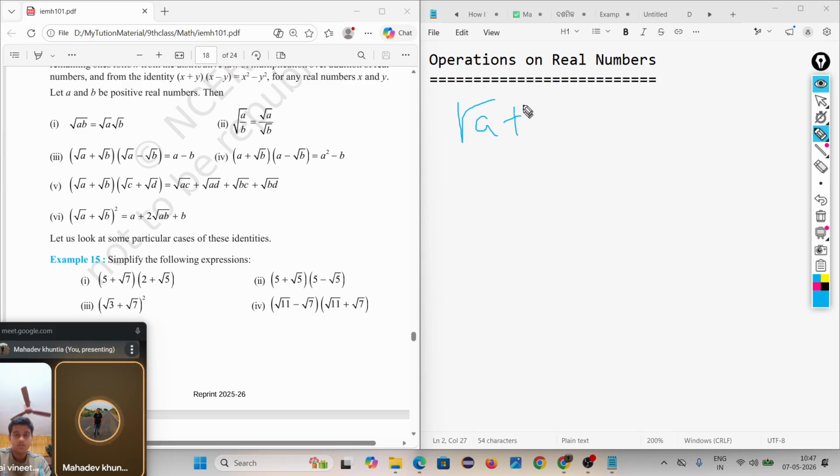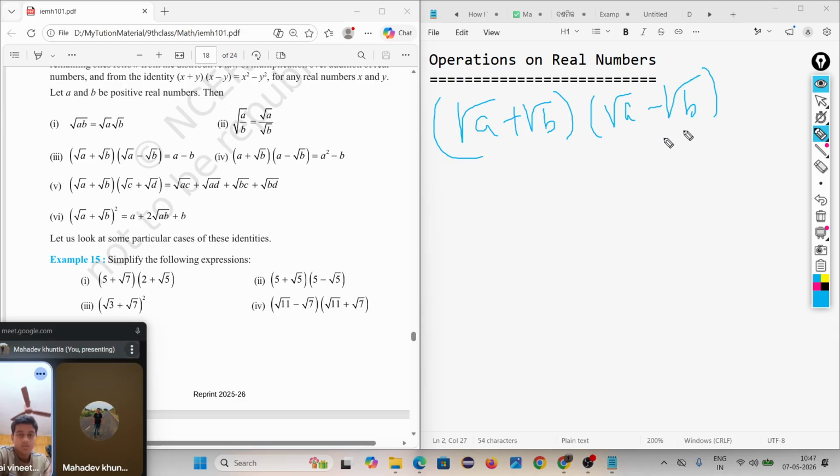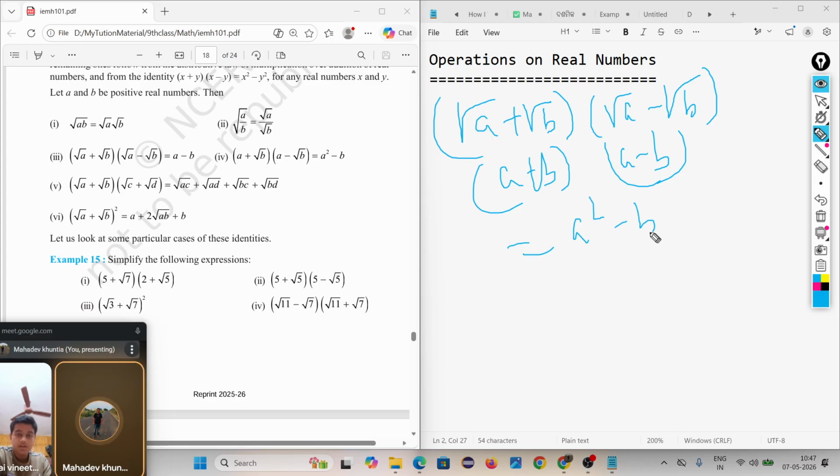Root A plus root B into root A minus root B. Tell me, A plus B into A minus B, it is an identity in your math, na? Then what will it be? It will be A square minus B square. The same thing: root A square minus root B square. Root A square means A, so A minus B.